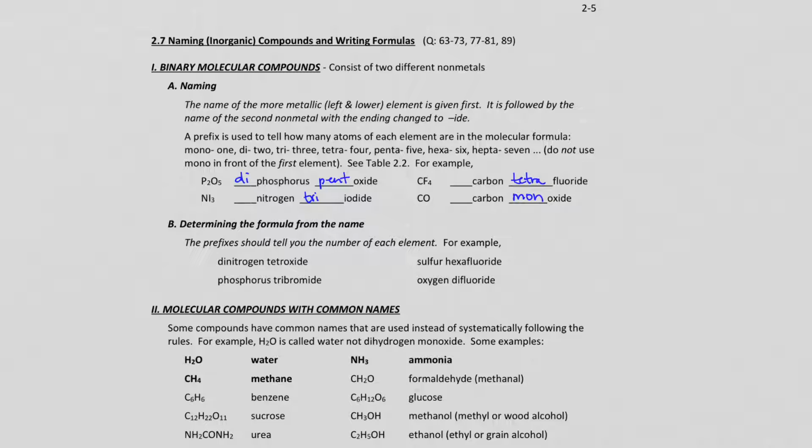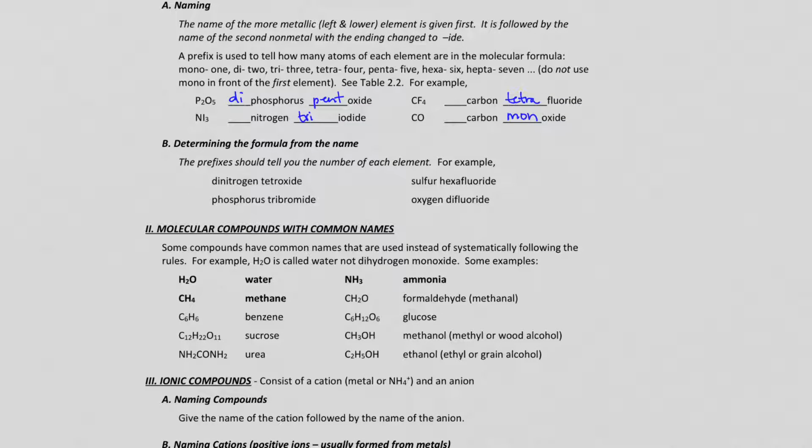Right? So now we're going to write the formula from the name. Dinitrogen tells us there's 2. Tetroxide tells me there's 4 oxygens. So N2O4. Phosphorus tribromide, that tells me there's 1 phosphorus, right? Because there could be a mono right there, but we don't write that, we just leave it. So PBr3.